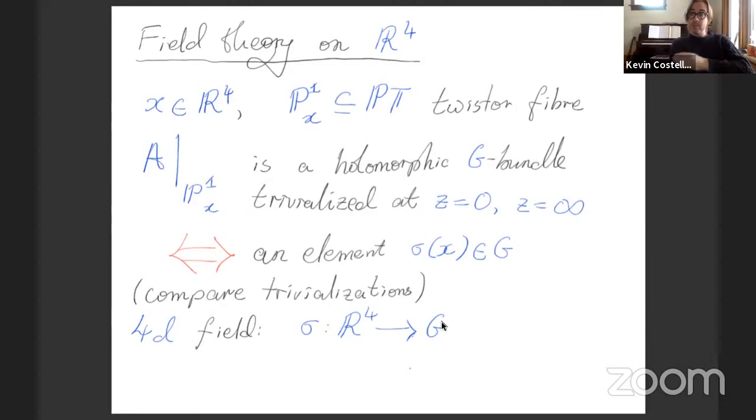Before going further, we might think of a very simple case. Suppose my group was just U1, or even better, it was R, the rank 1 abelian group. Then A is a 0,1 form twisted by O(-2). And we know that corresponds to a free massless scalar in 4 dimensions. And that's what we're seeing here, a map from R4 to the group, which is R. So it's a scalar field. So far what we've done is compatible with the familiar story of Penrose from many decades ago.